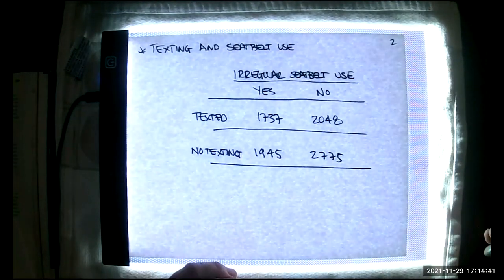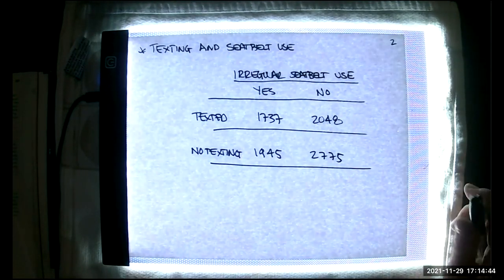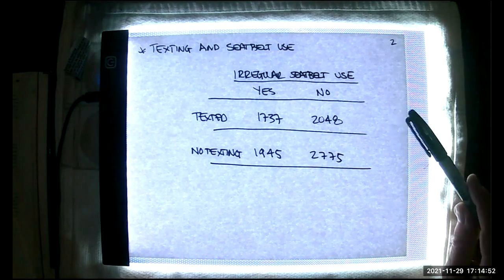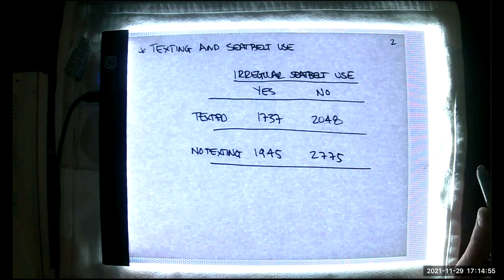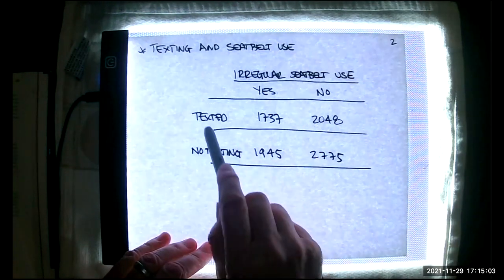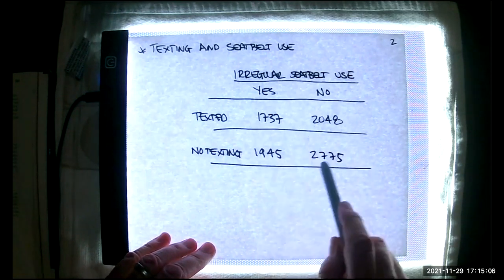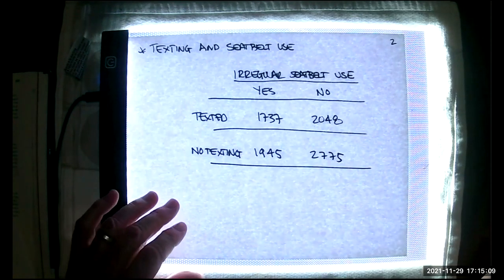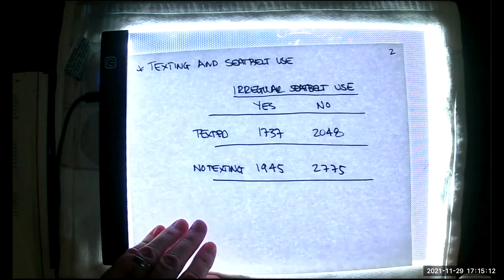Let me give you an example of what I'm talking about. This is one I pulled from your homework. Here we have a sample where people were asked about their texting while driving habits and their seatbelt use habits. People were asked if they texted while driving, yes or no. And people were asked if they were irregular in their seatbelt use, yes or no. So this is what we mean by a contingency table: two variables, one of them here, one of them here, and then frequency counts for those particular outcomes or categories.